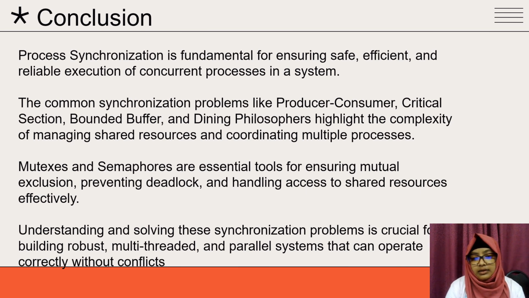Understanding and solving these synchronization problems is crucial for building robust multi-threaded and parallel systems that can operate correctly without conflicts.